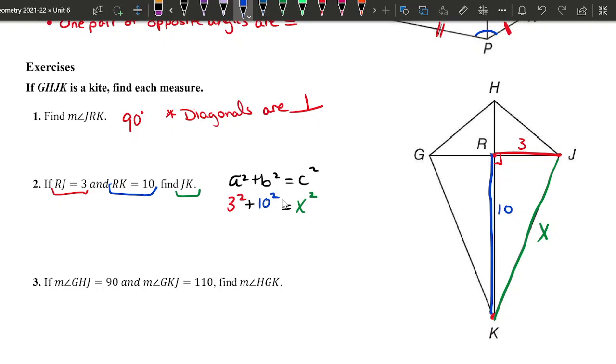So 3 squared plus 10 squared equals x squared. 3 squared is 9, plus 10 squared is 100, so that's 109, equals x squared. But I'm not looking for x squared. I need to know what the value of x is, because that's the length, the missing length. So I have to take the square root to cancel out the squared. So it's going to be the square root of 109. And I'm just going to leave it like that. I'm not going to worry about simplifying that. So x equals the square root of 109.